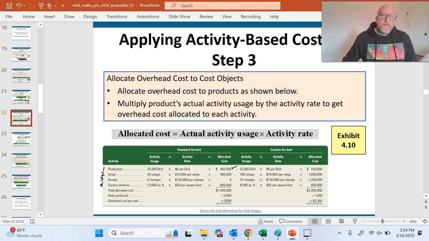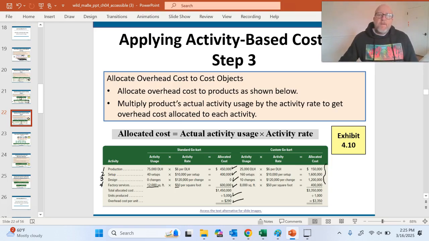And then we're going to do the same for setup and design. We said there were no designs, no design changes. And then factory services, we said we would allocate based on square footage, 12,000 square feet. There's a total of $50 per square foot, so 600,000. So the total overhead, 1,450,000. And then I think we're making 5,000 specific standard go-karts, and therefore each go-kart is going to get $290 of overhead allocated to it.